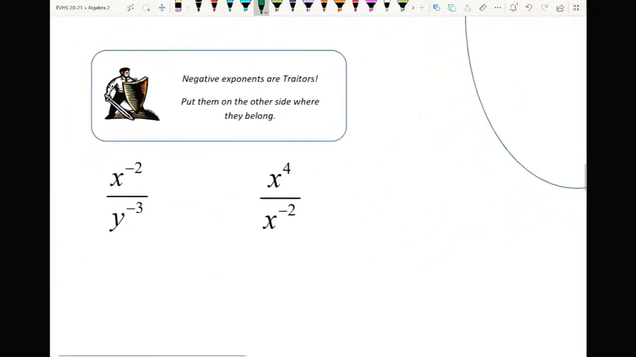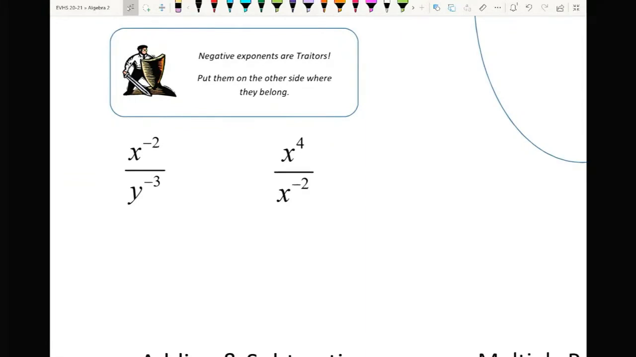All right, so right here, we're going to simplify this down. And so x has a negative 2 exponent. He is a traitor, so he's going to go to the other side. Then he becomes positive because he's not a traitor over here. Now we're going to put y on the other side as well because of that negative 3. So we just got y cubed over x squared.